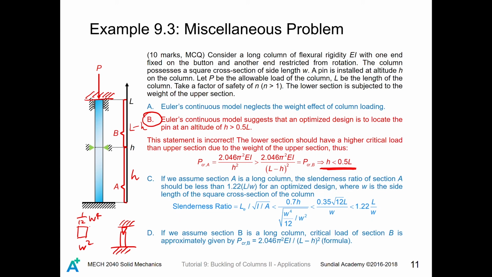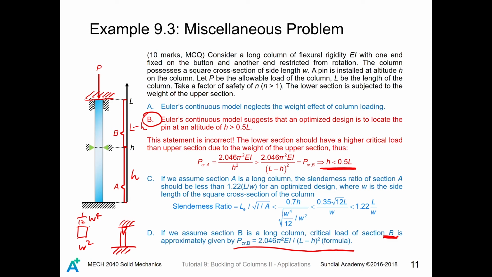Option D, if we assume B is a long column, then the critical load of B is approximately given by this. Well, it is directly correct based on the formula we already discussed. So among those four options, B is wrong. H must be less than 0.5 L so that an optimal design could be obtained.